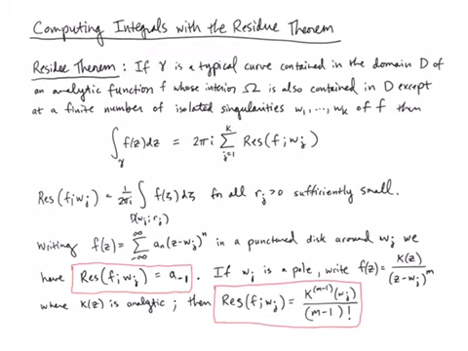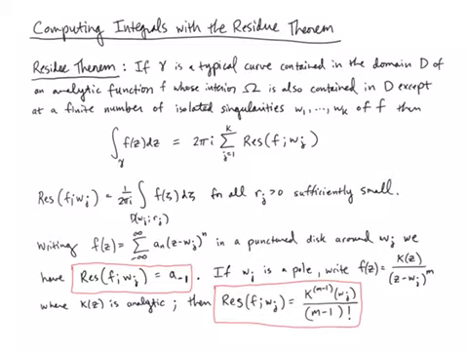Today we'll be talking about how to compute integrals with the residue theorem. So recall the statement of the residue theorem. If you have a closed curve contained in a domain of an analytic function, and the interior of that curve is also contained in the domain, except at a finite number of isolated singularities, then you can compute the integral of f around that closed curve as 2 pi i times the sum of the residues at those isolated singularities.